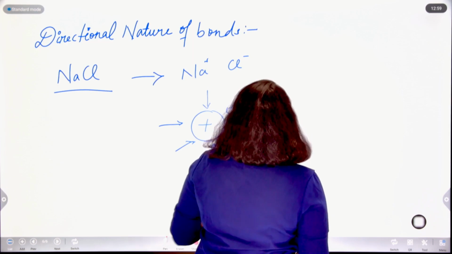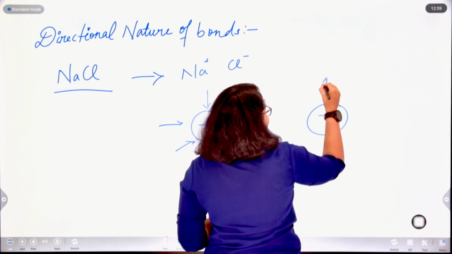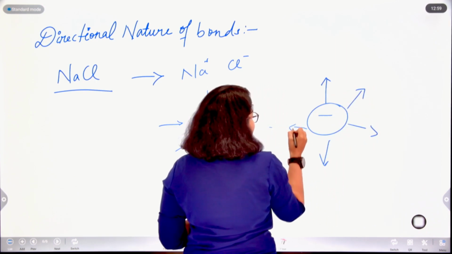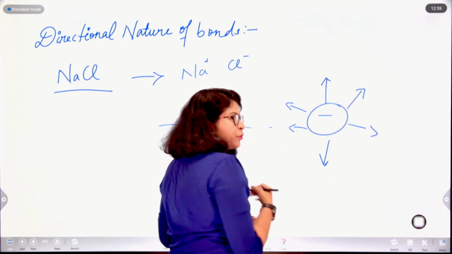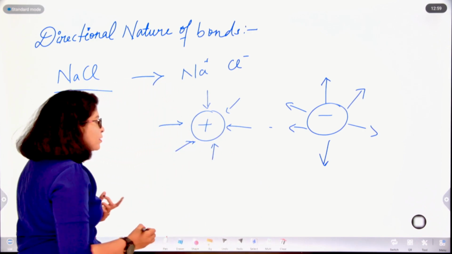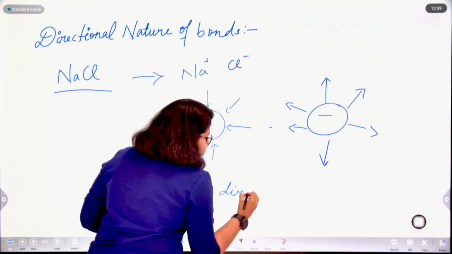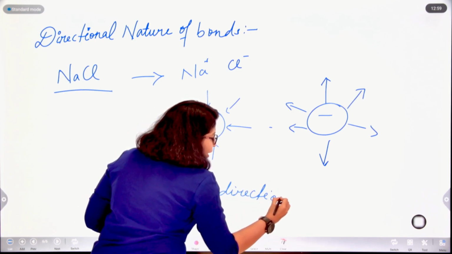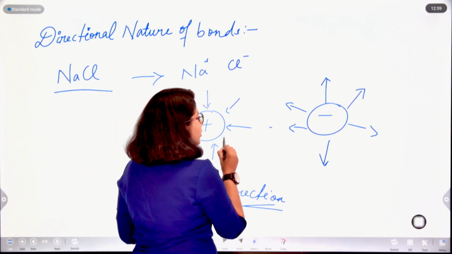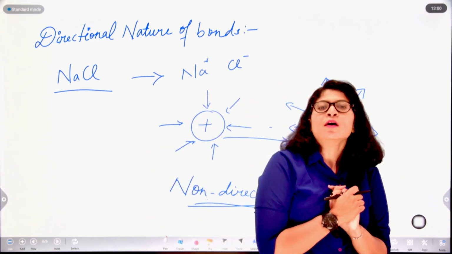Now, the same is the case for anion, it is a negatively charged sphere. It has the tendency to attract positive charge from any direction. So, therefore, we can say the ionic bonds are non-directional. Non-directional means they do not have any particular direction of their bond. You cannot say the bond is directed towards this or something. There is no particular direction for an ionic bond.